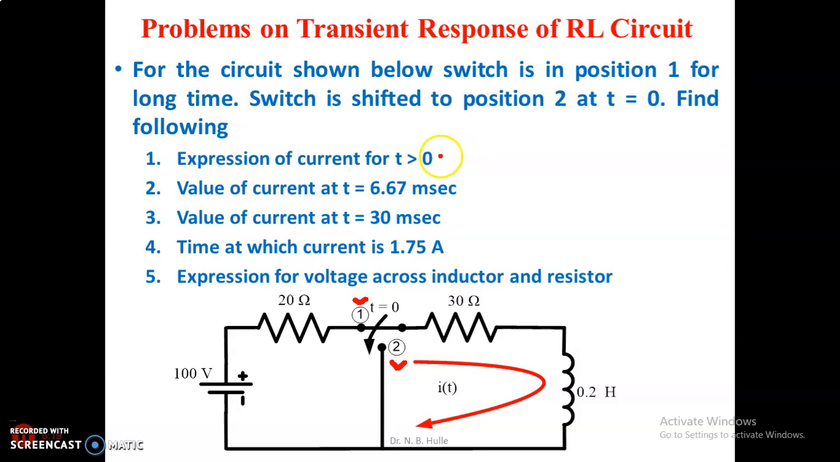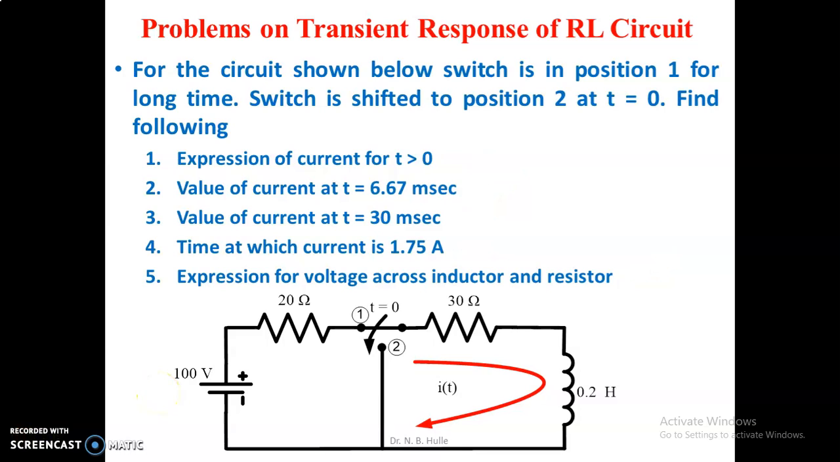First, the expression for current for t greater than 0. The value of the current at t equal to 6.67 milliseconds. The value of the current at t equal to 30 milliseconds. The time at which the current is 1.75 amperes. And finally, we are interested in calculating the expression for voltage across the inductor and voltage across the resistor.